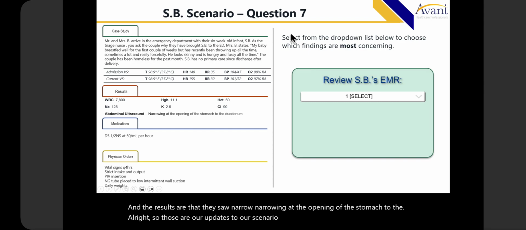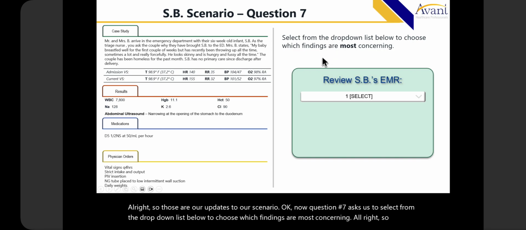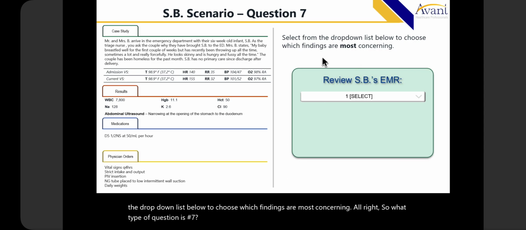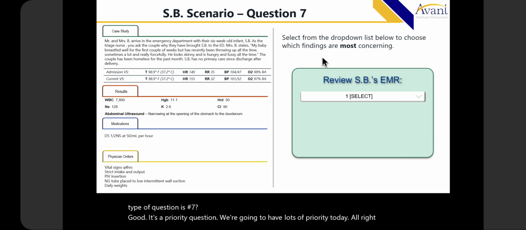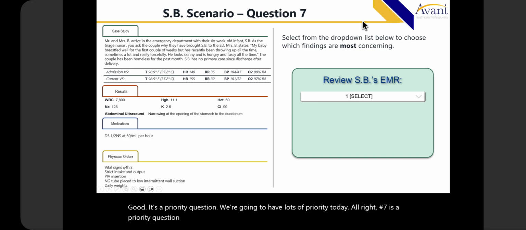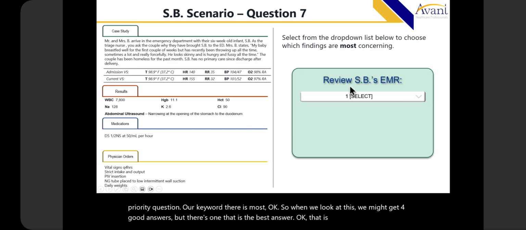Now, question number 7 asks us to select from the drop-down list below to choose which findings are most concerning. So what type of question is number 7? Good, it's a priority question. We've been doing lots of priority today. Our key word there is most. So when we look at this, we might get 4 good answers, but there's one that is the best answer. That is most appropriate.